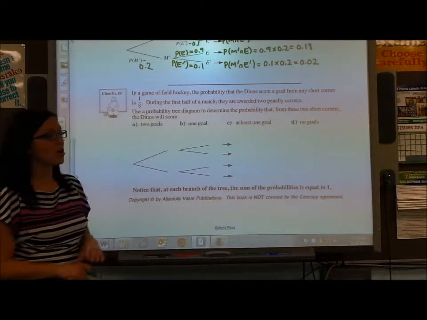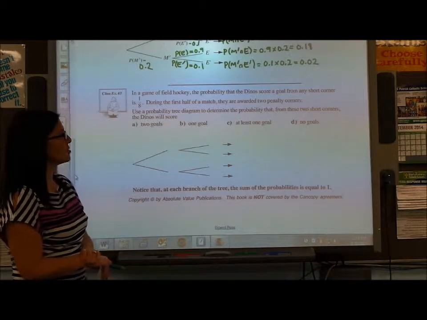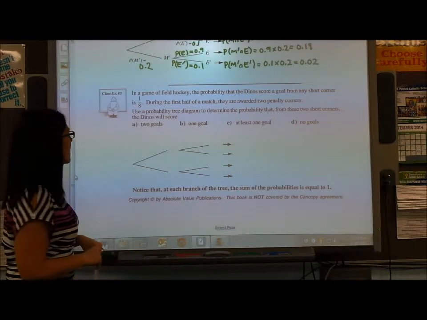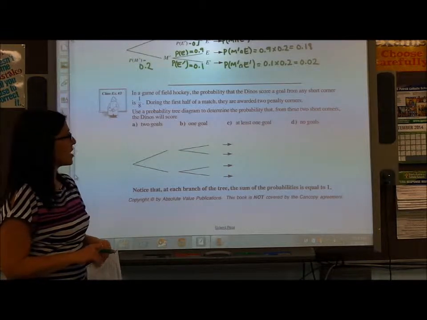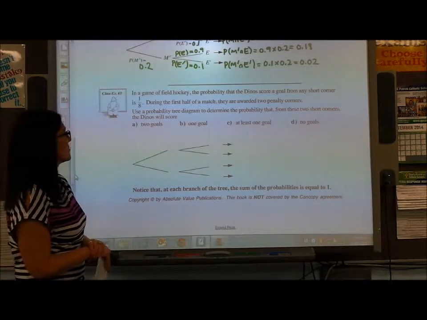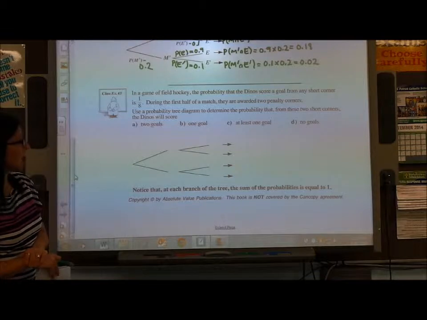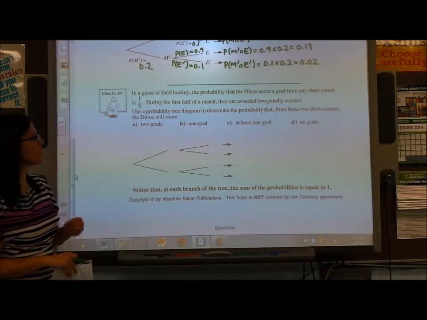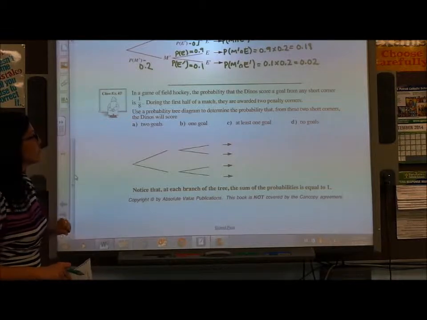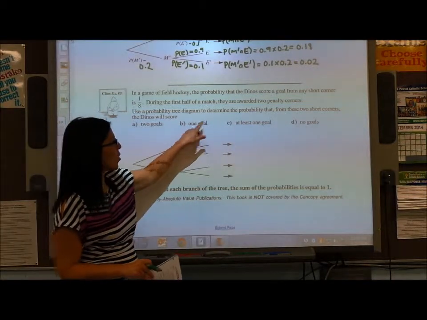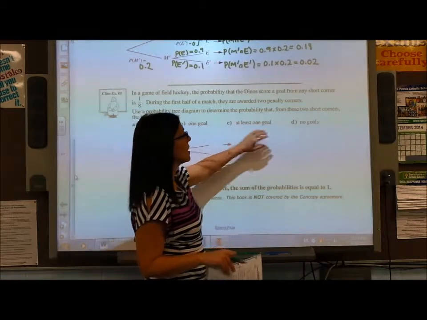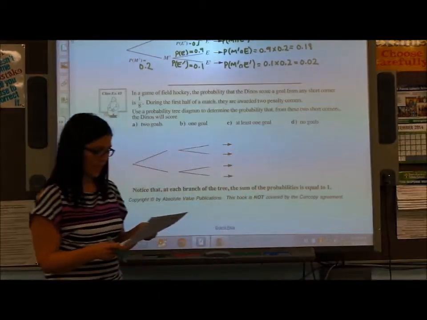In a game of field hockey, the probability that the Dinos score a goal from any short corner is 1/8. During the first half of the match, they are awarded 2 penalty corners. Use a probability tree diagram to determine the probability that from these 2 short corners, the Dinos will score 2 goals, 1 goal, at least 1 goal, so they can score 1 or 2, and no goals.